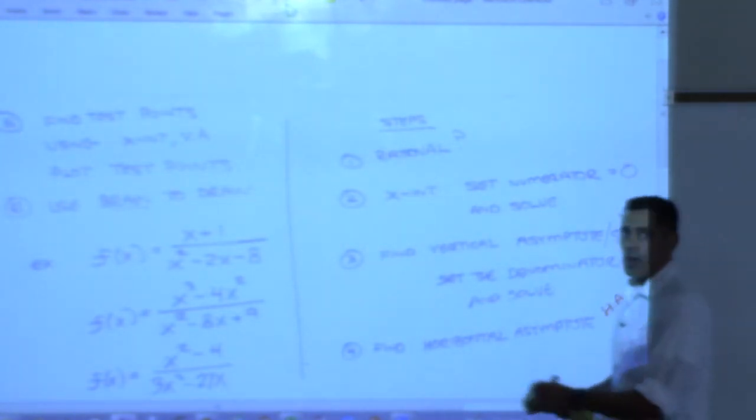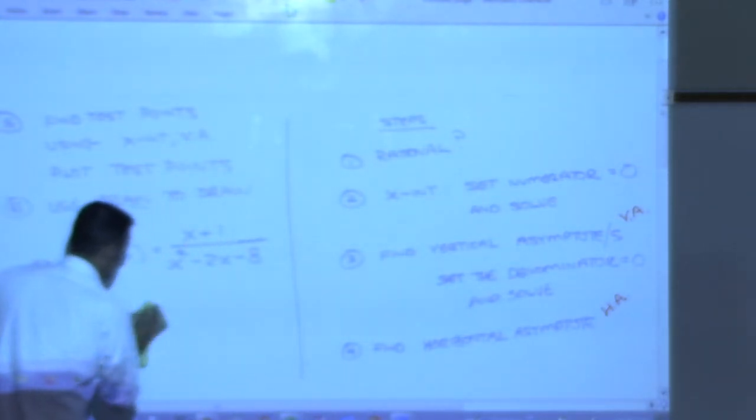All right, let's just try and run through this one right here. We're just going to do that one, and when we come back to class next time, we'll do the other 2. First step, is it a rational function? Yes, polynomial over polynomial. Step 1, check. Step 2, find the X-intercepts.